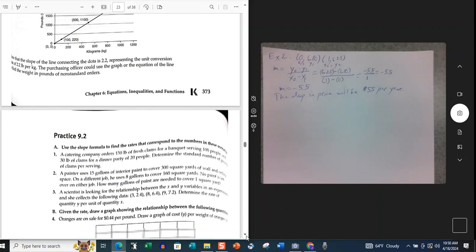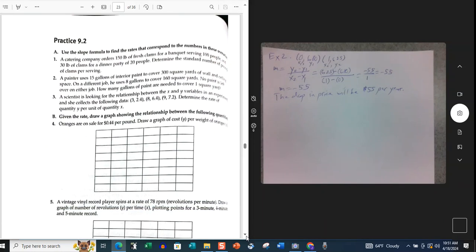So now, let's go down here. We can skip this next example and go right to the problems. Now, we're actually on page 374 because, as you see, some of my copy did not come out good. So it's a little blurry, so you may have to look in your book. But we look here at A. It says, use the slope formula to find the rates that correspond to the numbers in these scenarios. I want to do number 3 first because I believe that when we do number 3, it'll make problems 1 and 2 a lot easier.